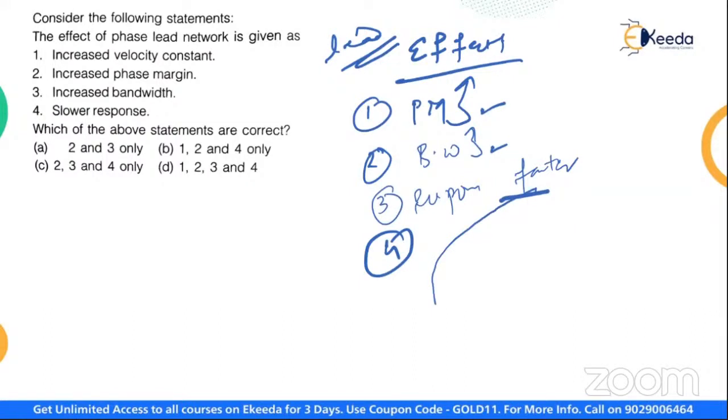The fourth one is what? Steady state error ESS remains constant with the lead because the lead compensator actually acts on the transient response, not on the steady state response. So increased phase margin is correct, and increased bandwidth is also correct. The rest is wrong. So the answer is option 3. Got my point? Correct. Now let us move on to the next one.